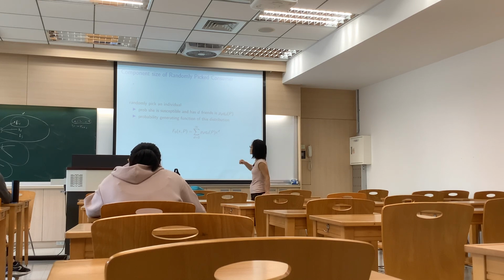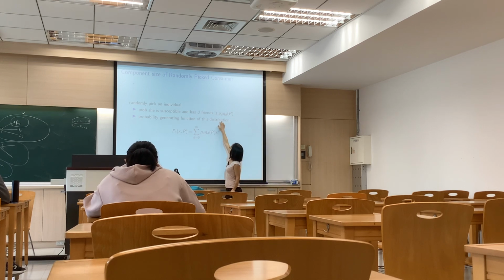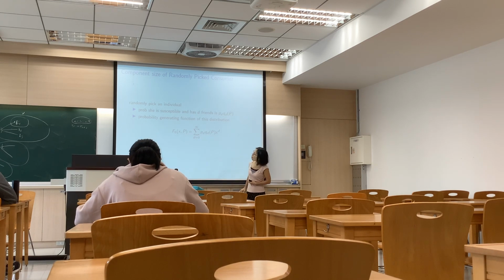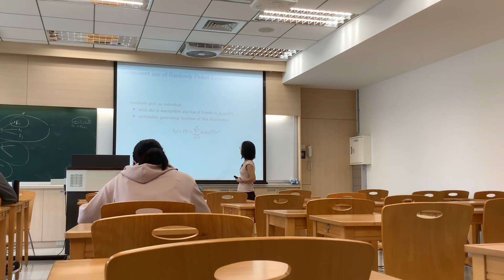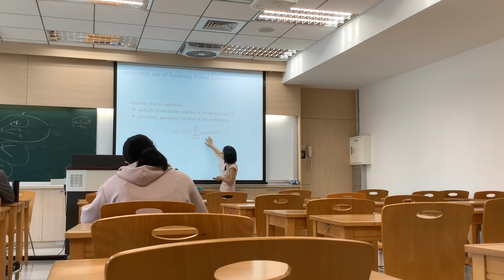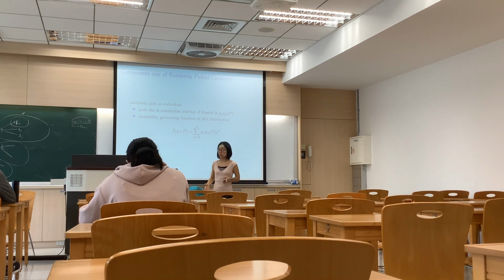The probability that she is susceptible and has D friends is PD, the probability that she has D friends, times QD of P, the probability that she is susceptible conditional on having D friends, given the monopoly price P. The probability generating function of this distribution is obtained by substituting PD with PD QD, because we need to take into account whether this person is susceptible or not.